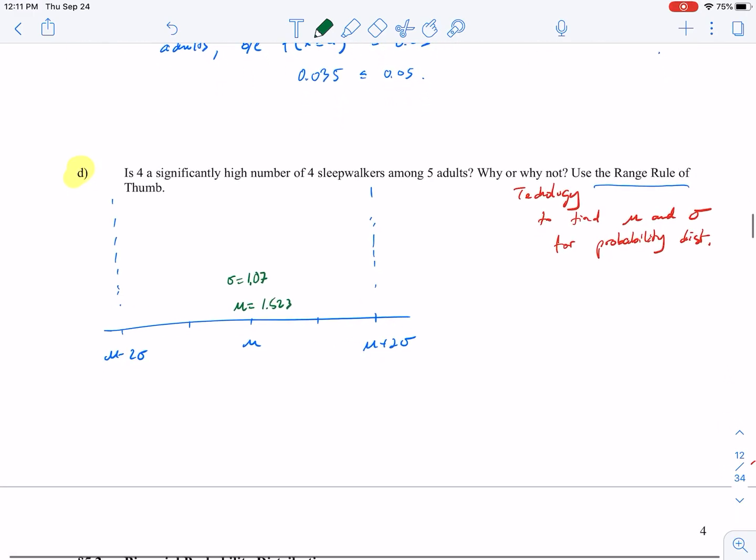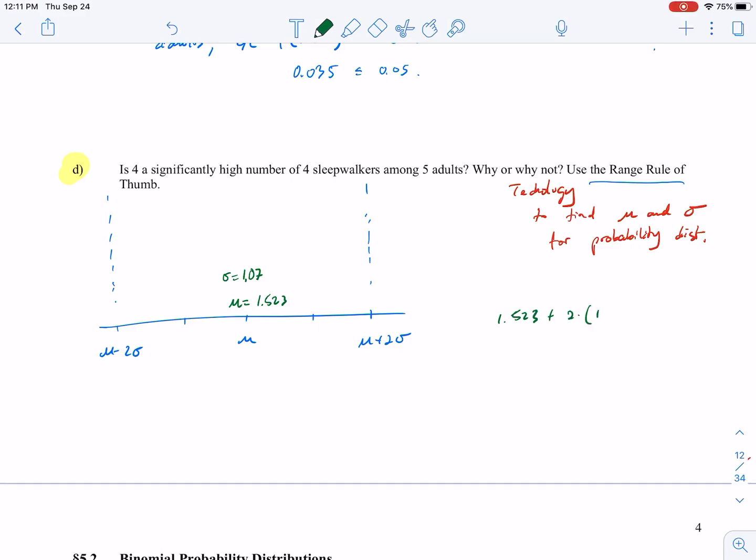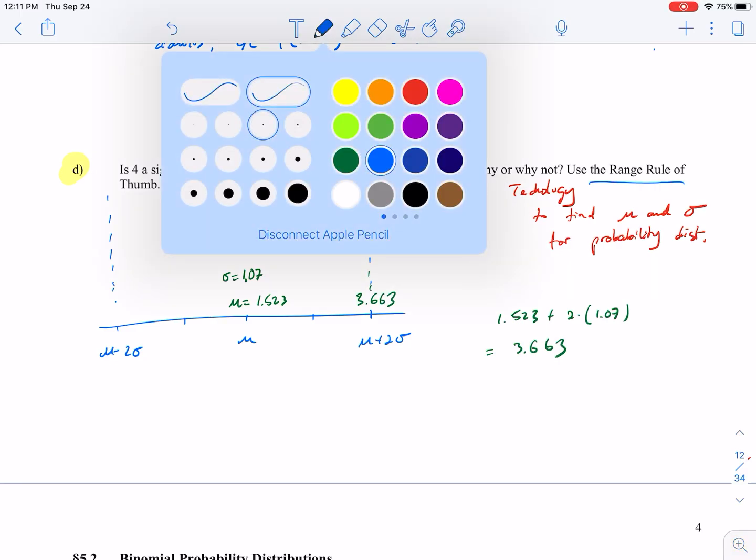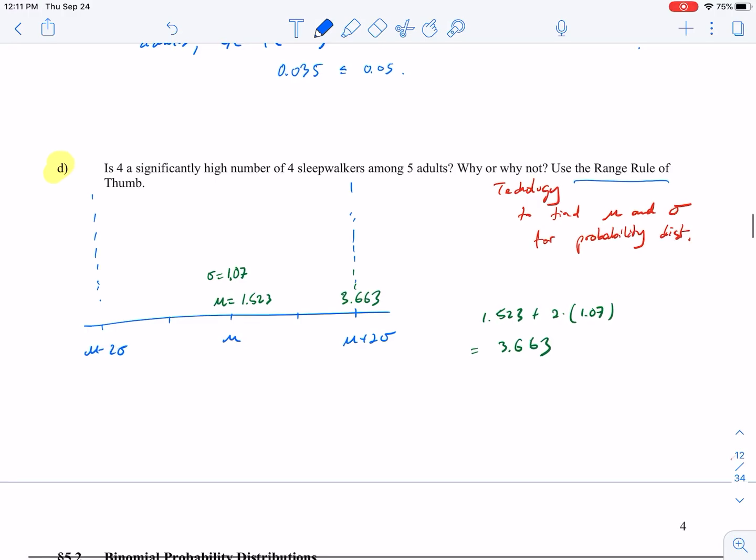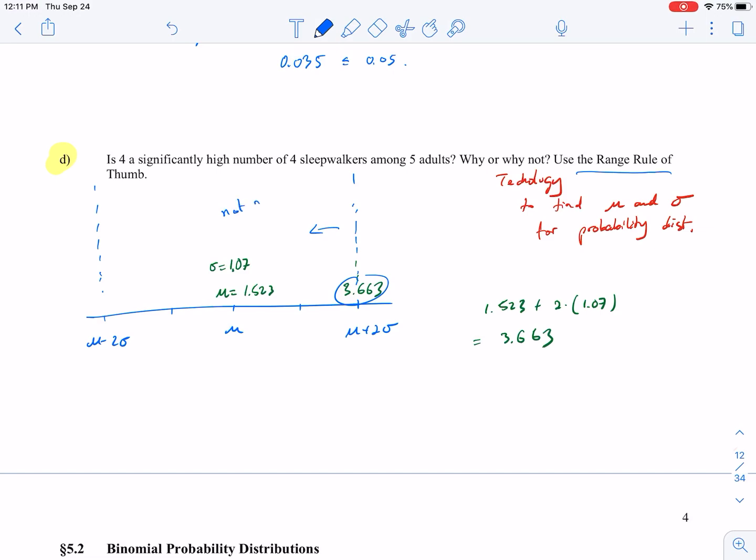Let's take 1.523 plus 2 times 1.07. What would that be? That's about 3.663. This is the upper value that separates the not significant values from the significantly high values. Later on, we're going to introduce a formal name for these limit values, the upper and lower limits that separate significant values from non-significant values. We're going to call that the critical value. But in this case, 3.663 is the cutoff value.